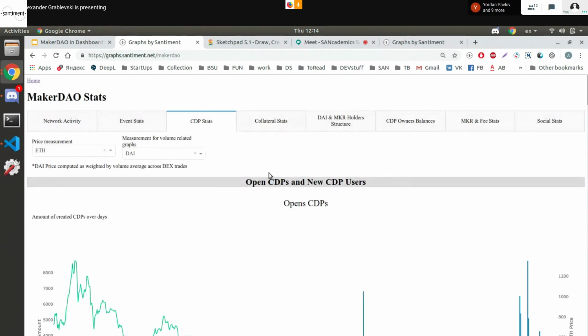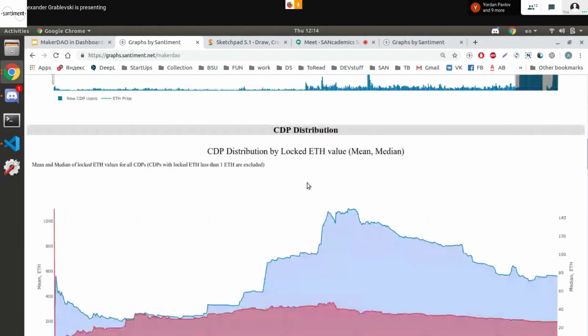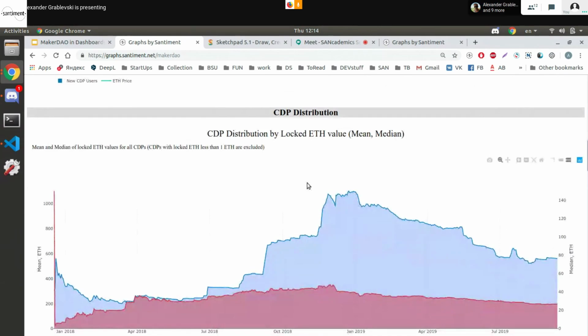That's about OpenCDPs and new users. Next group is CDP distribution. So actually, we want to understand how much is locked on all CDPs and to see the distribution of it.